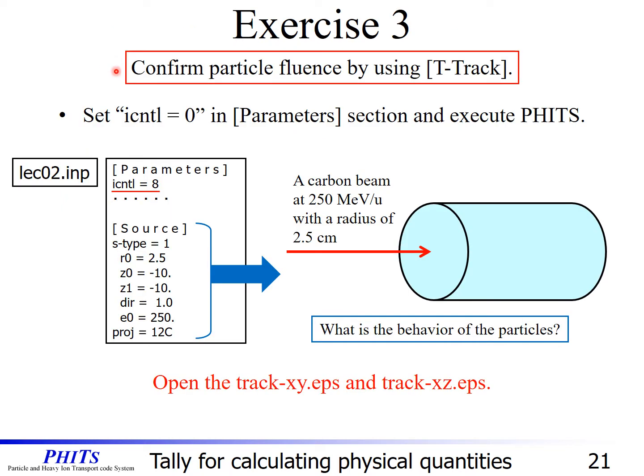To confirm particle fluence, please set icntl equals 0 in the parameters section and execute PHITS. In this calculation, a carbon beam at 250 MeV per U with a radius of 2.5 centimeters is irradiated on the water cylinder. After finishing the calculation, please open trackxy.eps and trackxz.eps to see the particle fluences.